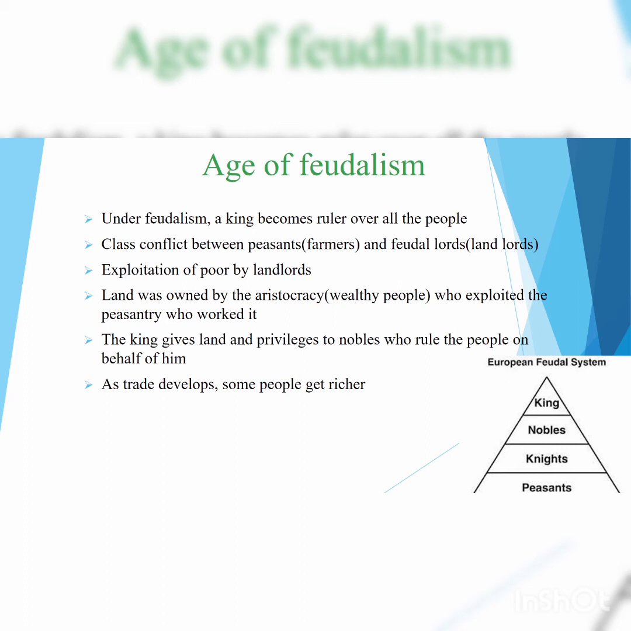Here in this pyramid, you may see that it's a European feudal system. The top of the pyramid is the king, and under the king, the nobles, then the knights, and the bottom is the peasants, the farmers.